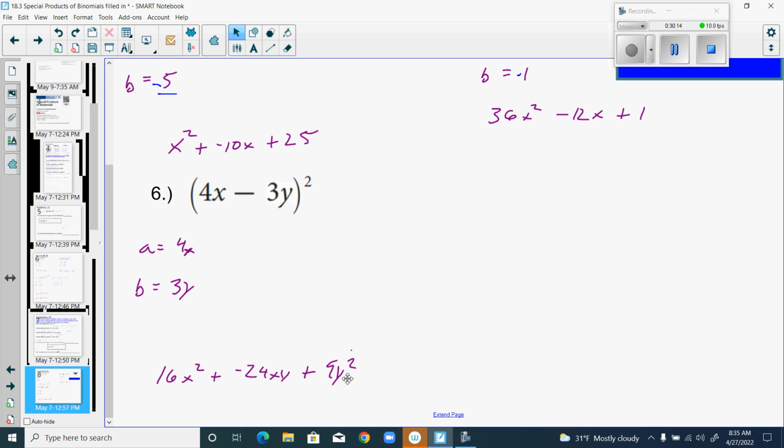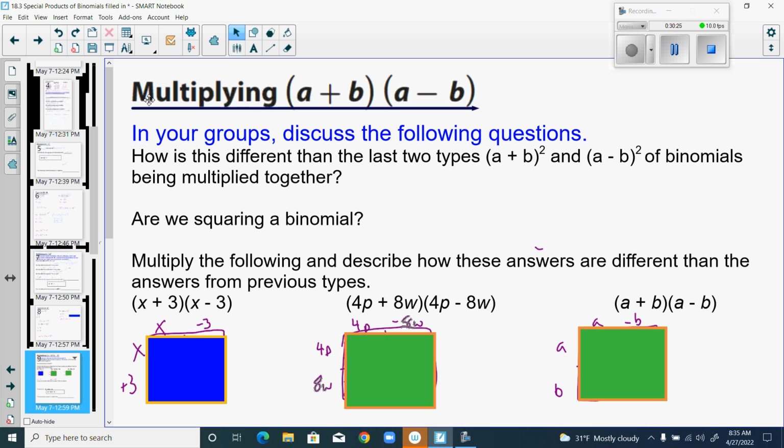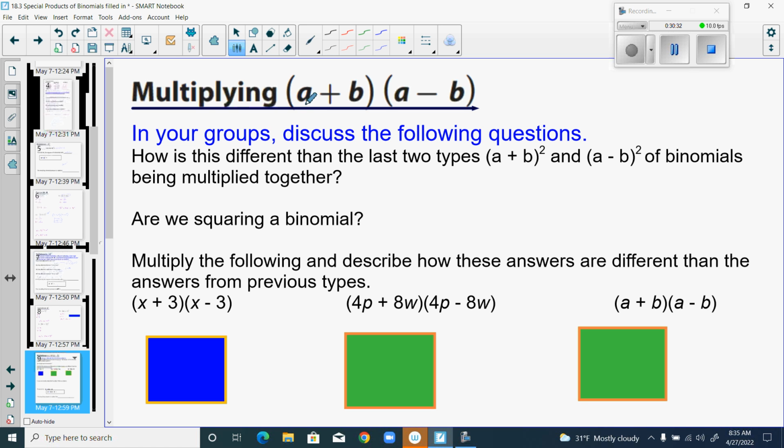All right, the next pattern is multiplying binomials, and this is different because now I have a binomial that has addition, and then it's the same exact binomial, except now I have subtraction. So it's not a squared binomial because one has addition, one has subtraction. So in your groups, discuss the following questions. How is this different than the last two types? Are we squaring a binomial? I'm just going to pause here for 30 seconds and let you digest that.